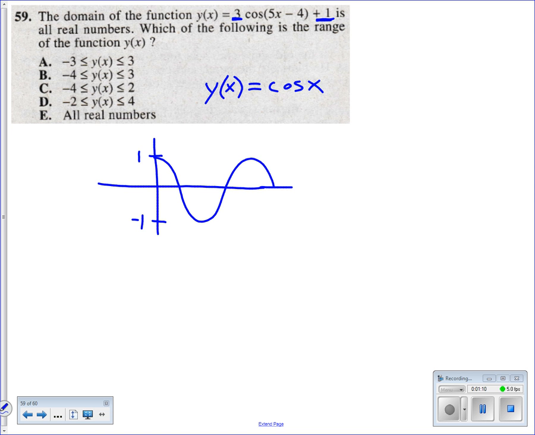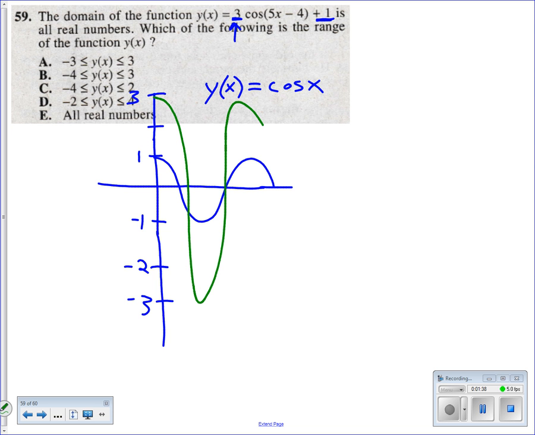All right, so multiplying the entire function by 3 is going to stretch things out vertically by a factor of 3. So I'm going to have to go up to 2 and 3 and down to -2, -3. And now my graph is going to look something, I'll use a different color here, like that. Okay, so that was that transformation right there.